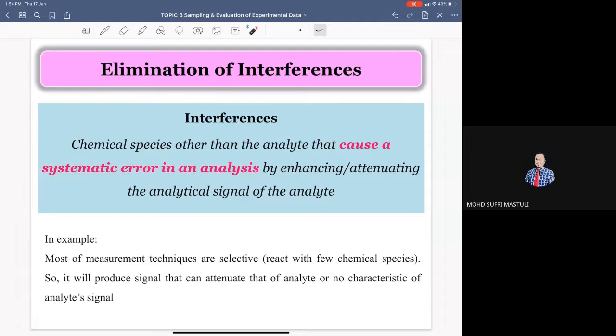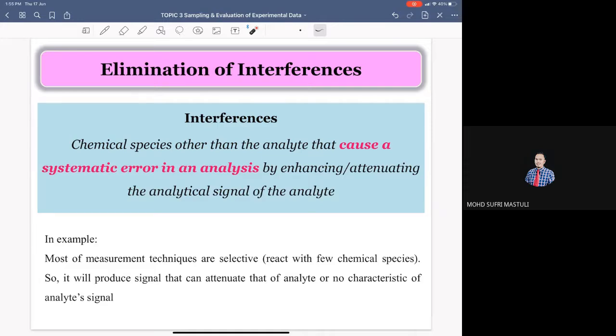So I proceed a little bit on the elimination of interference. What is interference during sample analysis? Interference is a chemical species other than the analyte. Meaning that in the sample we may have the analyte, or we can have another chemical species. We call it interference. This interference normally causes systematic error in the analysis, so it can enhance or alter the analytical signal of the analyte.